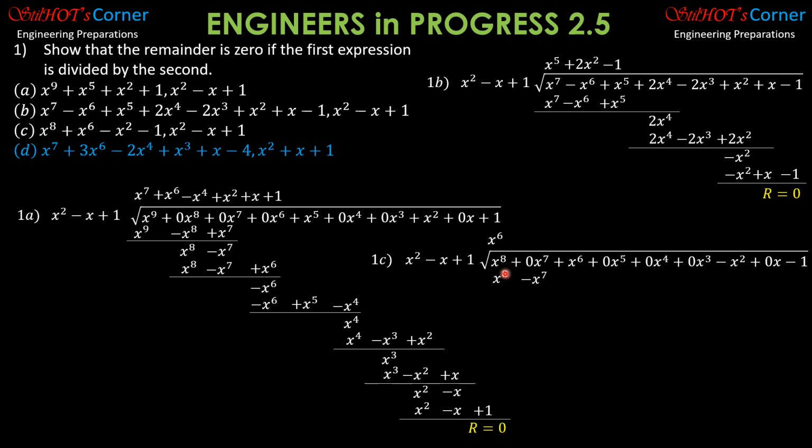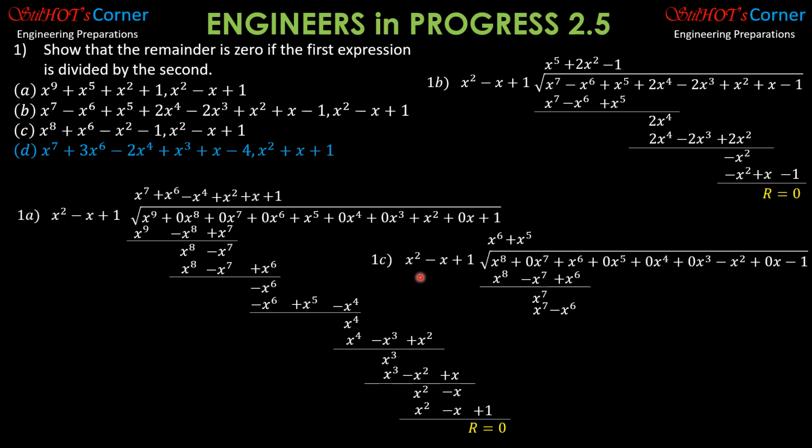So x to the 8 divided by x squared is x to the 6. X to the 6 times x squared is x to the 8. X to the 6 times negative x is negative x to the 7. X to the 6 times 1 is x to the 6. Subtract, so we have positive x to the 7, x to the 8, and x to the 6 will be eliminated. X to the 7 divided by x squared is positive x to the 5.